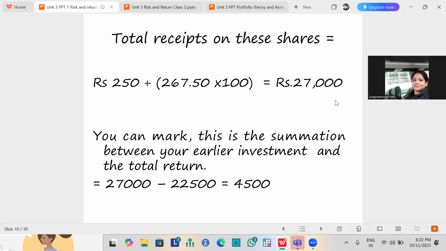Your total sell proceeds, if you are selling the shares at this price of 267.50, is 27,000. Remember, your total investment was 225 into 100, which is 22,500, because 225 was the per unit price and there were 100 shares. Now when you are getting 27,000 at 267.5 per share, you have made a profit of 4,500, which we have already looked into.